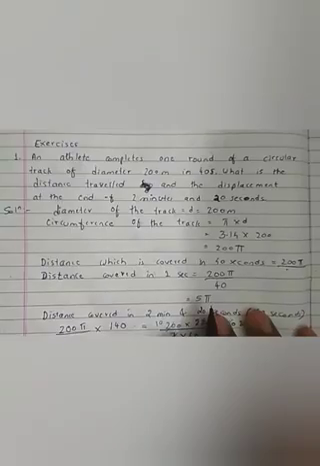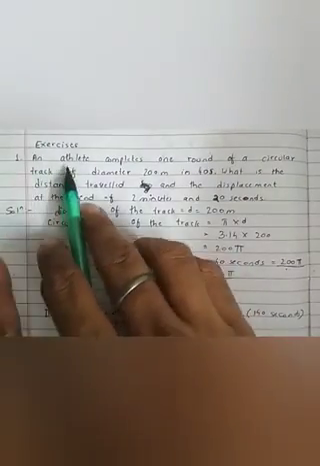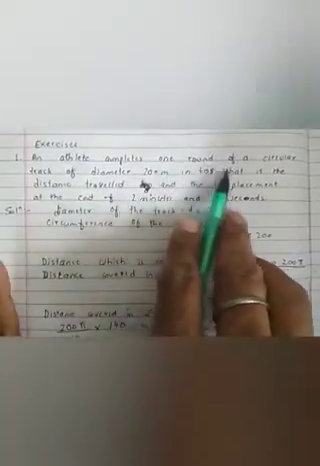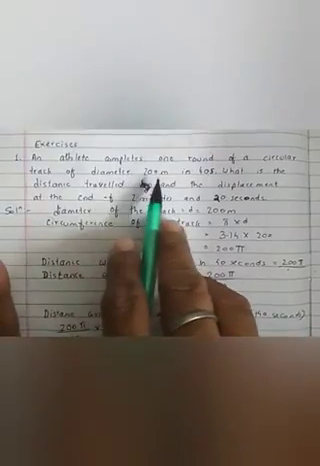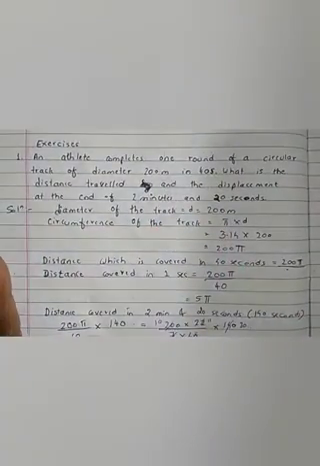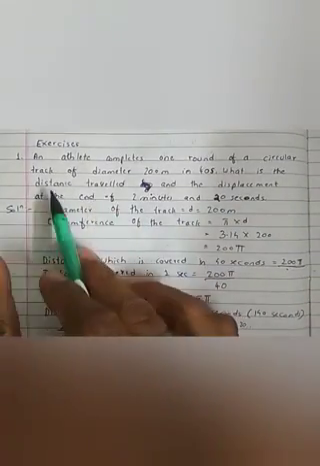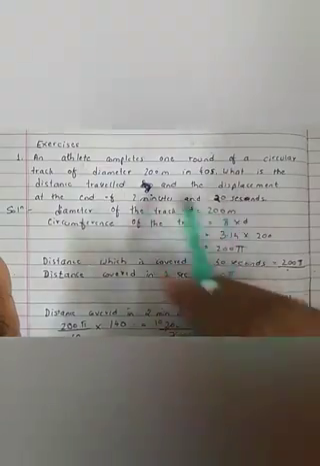Now let's solve the first problem. An athlete completes one round of a circular track of diameter 200 meters in 40 seconds. What is the distance traveled and the displacement at the end of 2 minutes and 20 seconds?